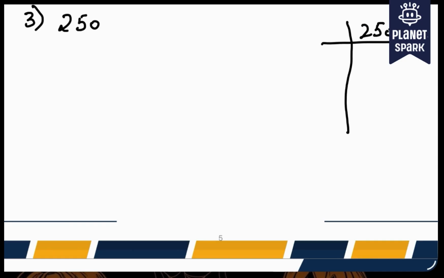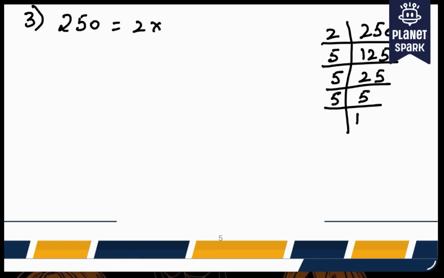Coming to the next example. Next example is 250. Now 250, let's quickly take out the prime factors. 250 divided by 2 gives me 125. Further, I'll divide it by 5. I'll get 25. Again dividing by 5, I'll get 5. And again dividing by 5, I'll get 1. So 250 is equal to 2 into 5 into 5 into 5. That means 2 is coming 1 time and 5 is repeated 3 times. So 5 will become 5 raised to the power 3.